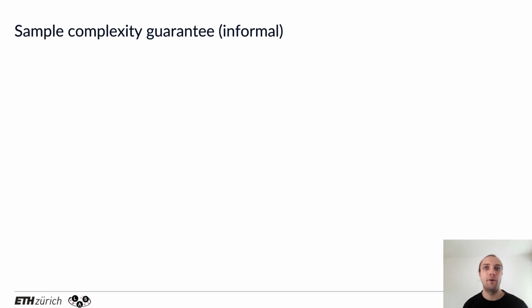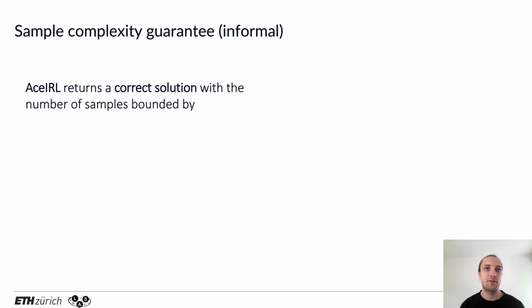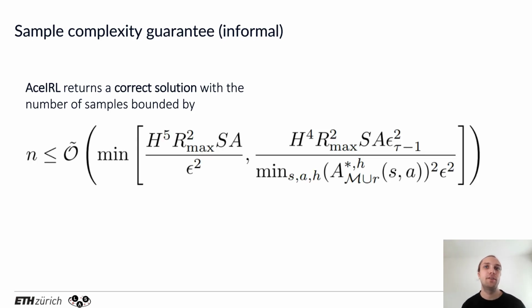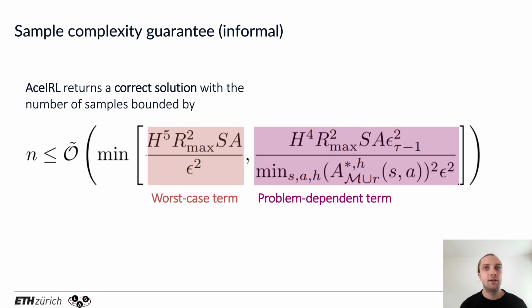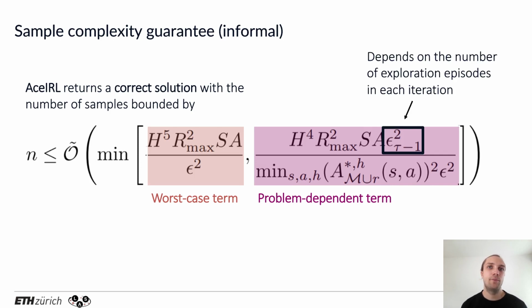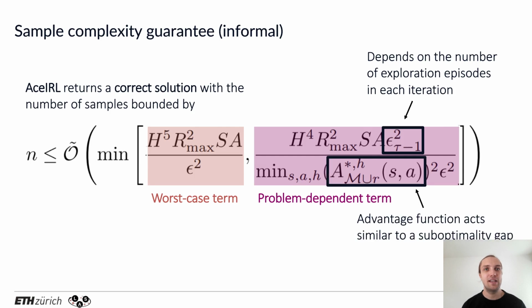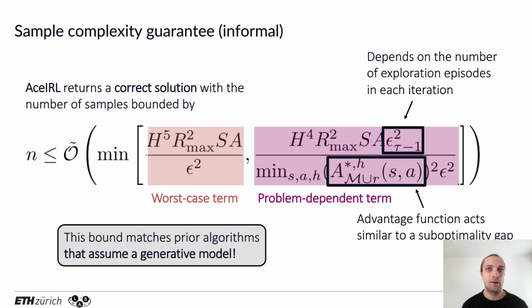The main contribution of our paper is to prove a sample complexity guarantee for this algorithm. The guarantee states that the algorithm fulfills the optimality criterion with a number of samples upper bounded by this. The first term of this bound is a worst case bound. We achieve this term with both approaches to propagate uncertainty, and it corresponds to the worst environment you can encounter. The second term is problem dependent, and we only achieve it with the improved way to propagate uncertainty. It has this epsilon term, which essentially depends on how often we update our uncertainty estimate, and it has this advantage function, which acts like the suboptimality gap. So the smaller this gap, the harder it is to solve the problem.